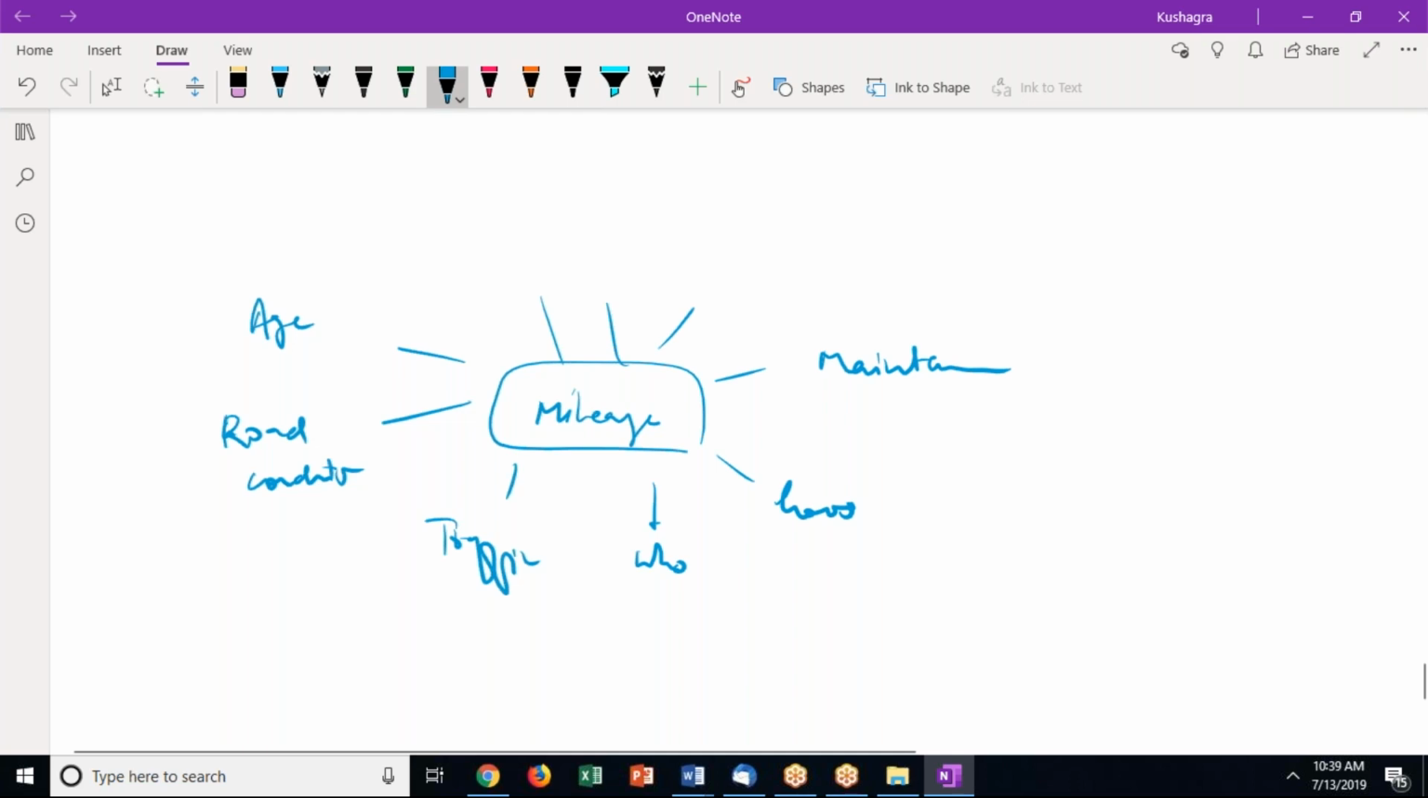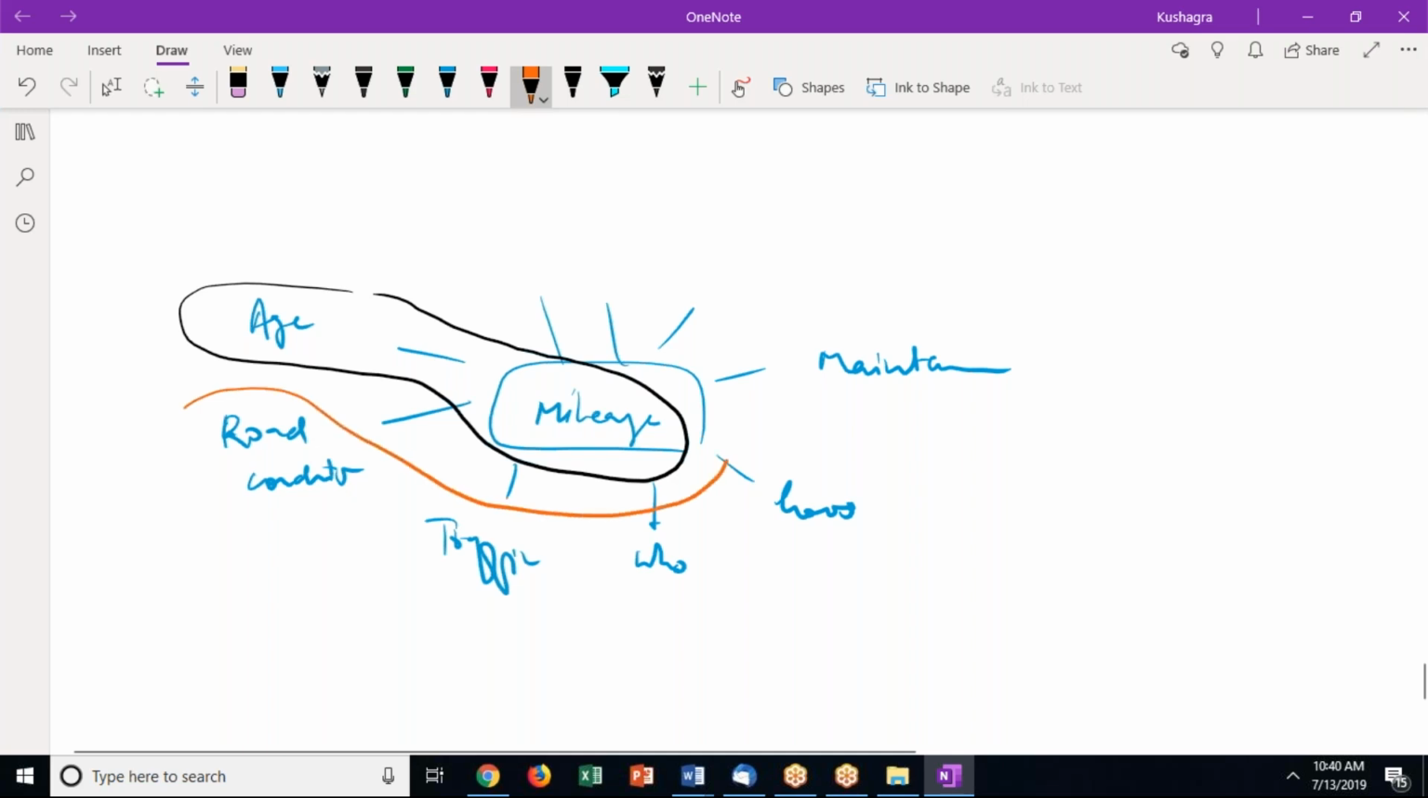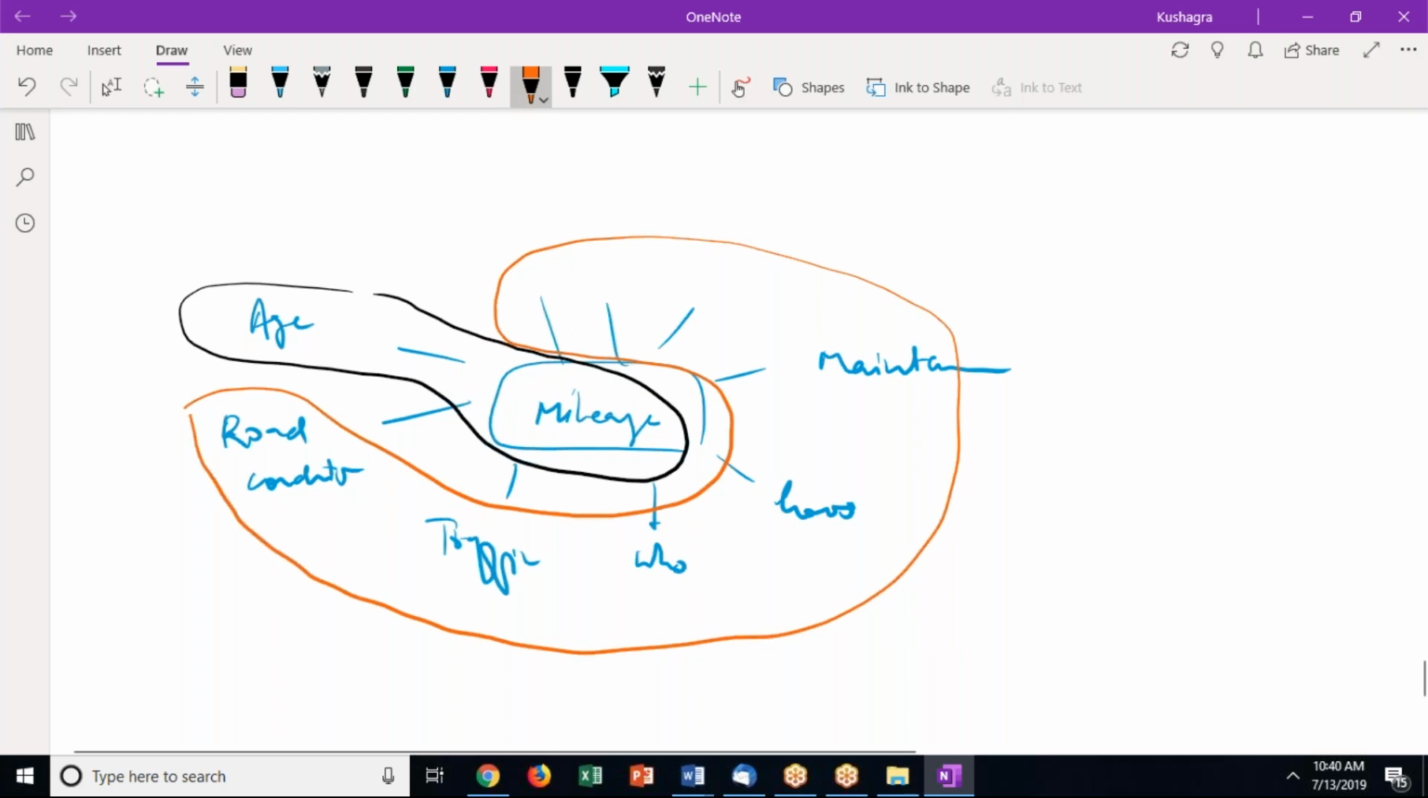But I was interested in what? I was interested in a relationship between age and mileage only, right? Yes or no? Correct. I was interested in the relationship between age and mileage, but there are so many other factors which are also coming into play, which are not letting me find a definite relationship between age and mileage. So all these variables other than age, which are impacting the relationship, are known as lurking variables. What are they known as? They are known as lurking variables, right?